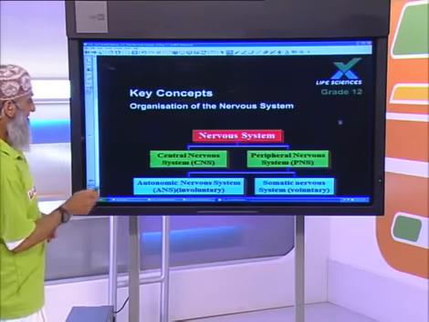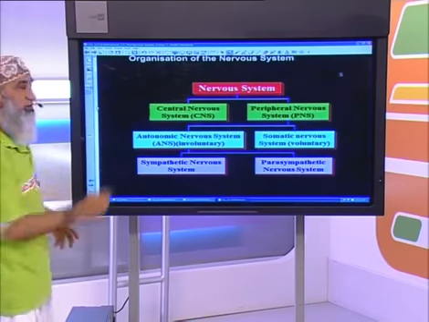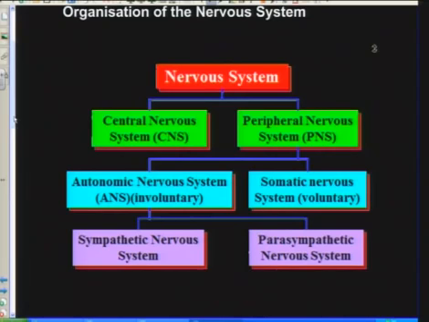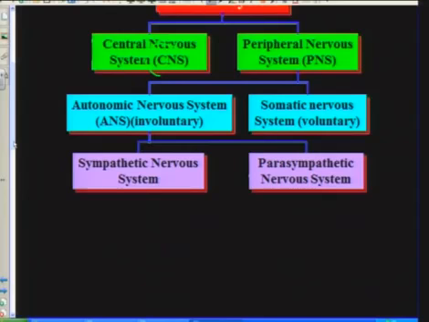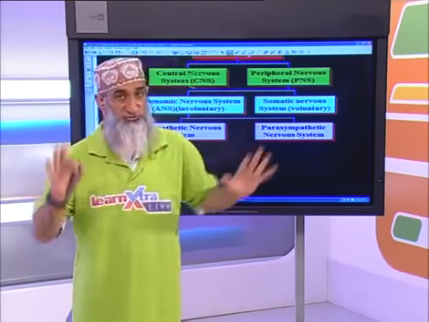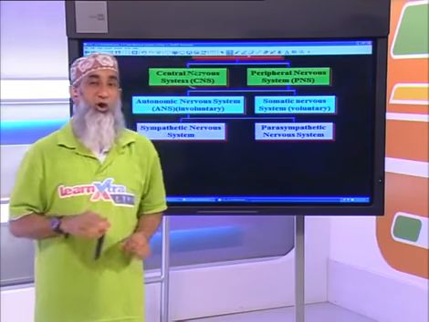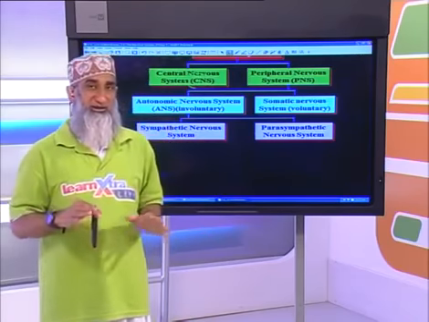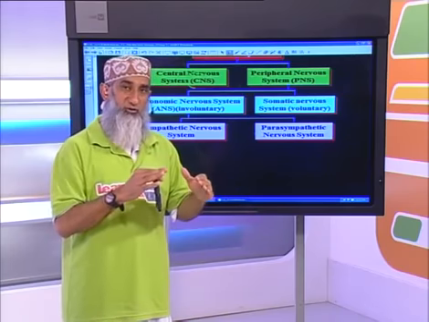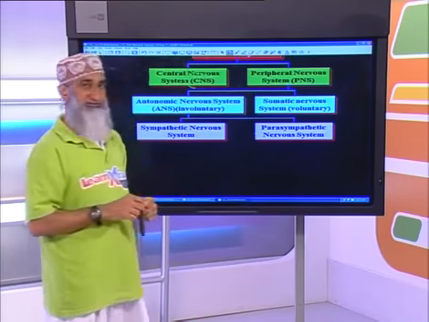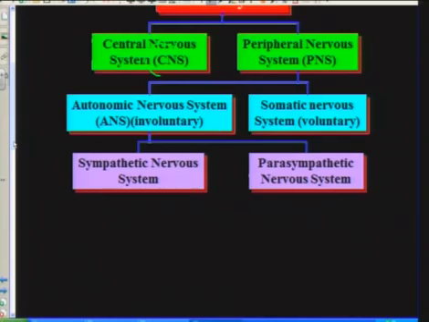Not very different. Good. Let's look at the organization of the nervous system now. The nervous system is made up of, as I mentioned earlier, the central nervous system, the peripheral nervous system. The central nervous system is made up of the brain and the spinal cord. Just those two organs, the brain and the spinal cord. All other nerves in the body that link to the brain and spinal cord make up the peripheral nervous system. This peripheral nervous system is divided further into the autonomic nervous system and the somatic nervous system.